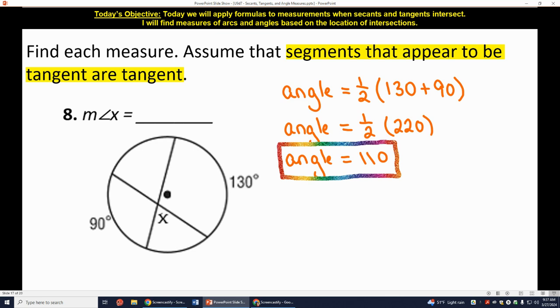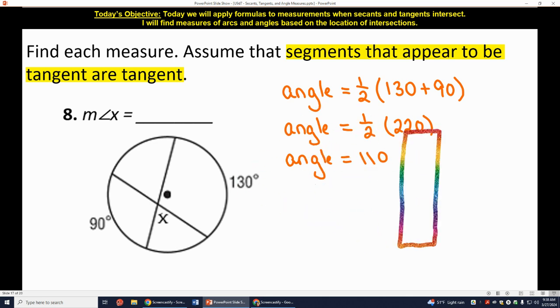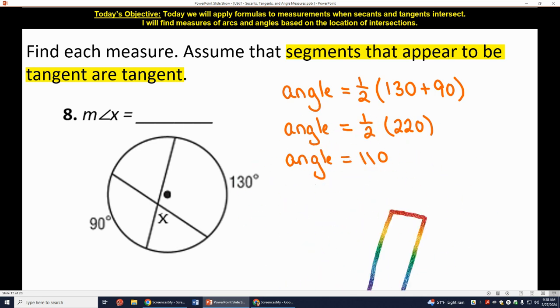Did you get an answer of 110 degrees? If you did get an answer of 110 degrees, unfortunately, that is not the correct answer. We should not have a box around that answer. Let's talk about why. Our math here is good. The angle is 1/2 of the sum of 130 degrees and 90 degrees.